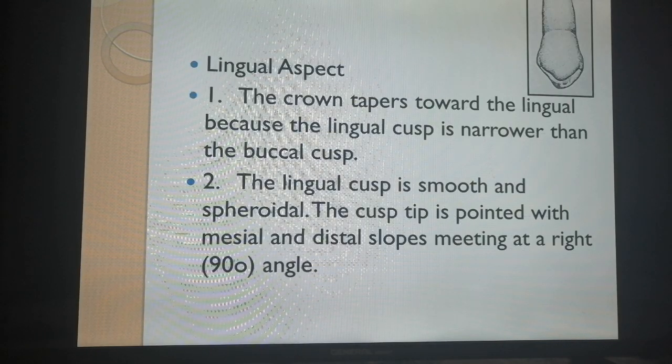Now the lingual aspect. Number 1, the crown tapers toward the lingual because the lingual cusp is narrower than the buccal cusp. Number 2, the lingual cusp is smooth and spheroidal. The cusp tip is pointed with mesial and distal slopes meeting at a right 90 degree angle.